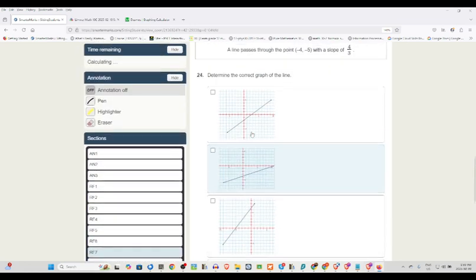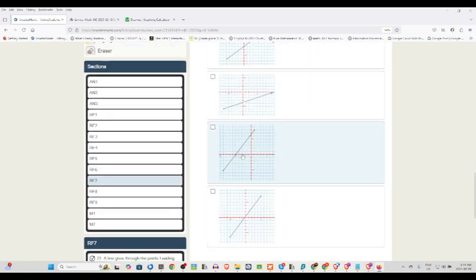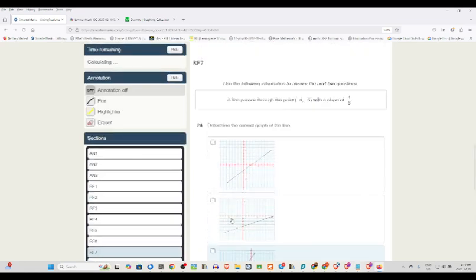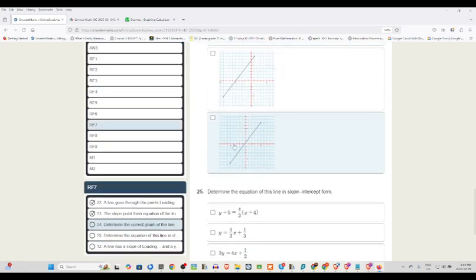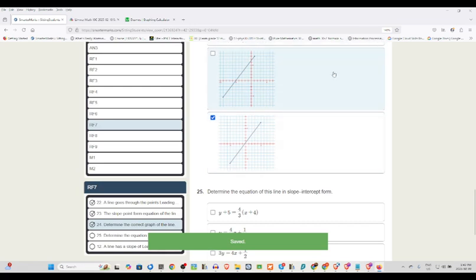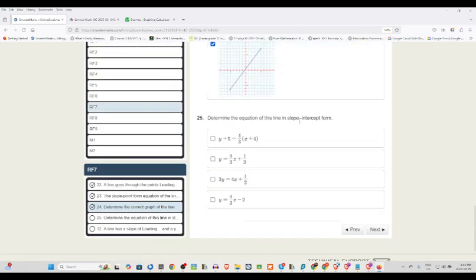So we need something a little bit steeper that goes through that point. So I'm going to try negative 4, negative 5, and 4 over 3 in D. Negative 4, negative 5 works. We go 1, 2, 3, 4 up, 1, 2, 3 right. That is still an intersection. So that works. Now the equation in the line and slope intercept form.